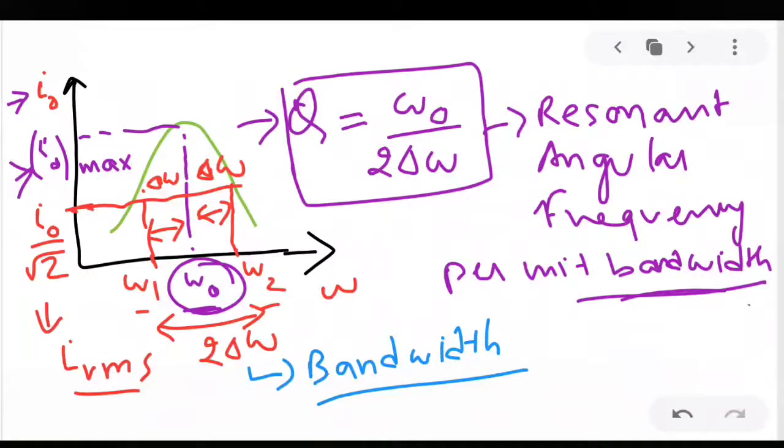Now obviously, for sharpness of resonance, we have already seen in the graph that the narrower the graph, the better. Narrower means sharper. This graph will be sharp provided the bandwidth is small. So the smaller the bandwidth, the sharper the resonance, and the more the quality factor. Now let us derive this expression for quality factor.